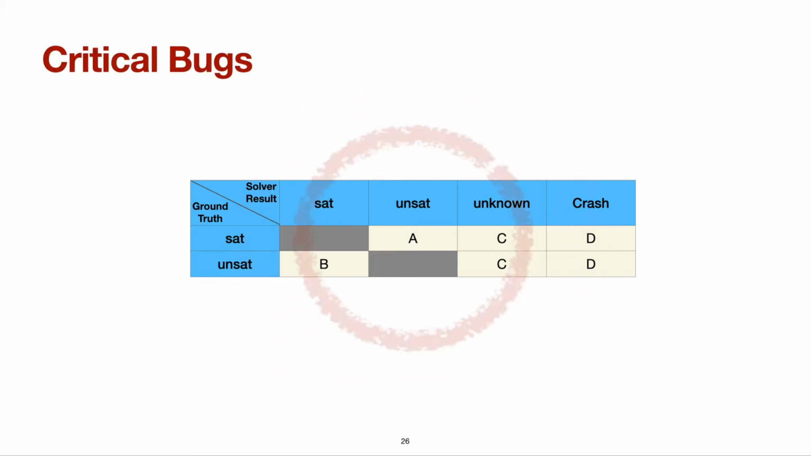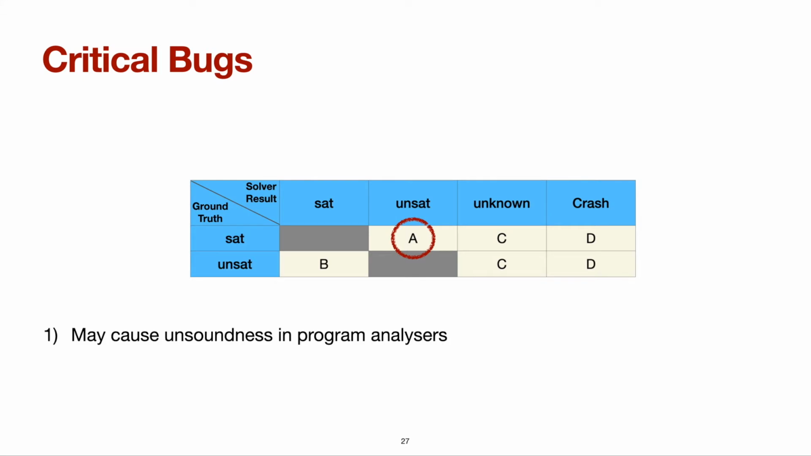We call bugs in class A critical for two main reasons. Such bugs may cause unsoundness in program analyzers that rely on SMT solvers. For example, a software verifier that checks the reachability of an error location by querying an SMT solver. If the solver unsoundly proves that the error is unreachable, for example unsat while checking the feasibility of an error trace, then the verifier will verify incorrect code.